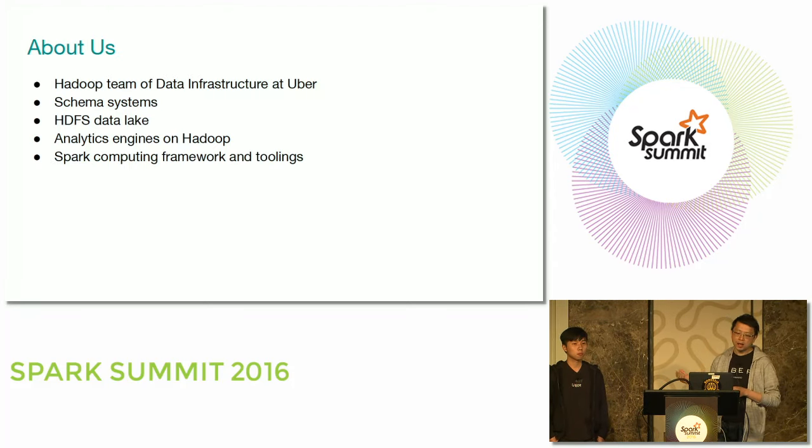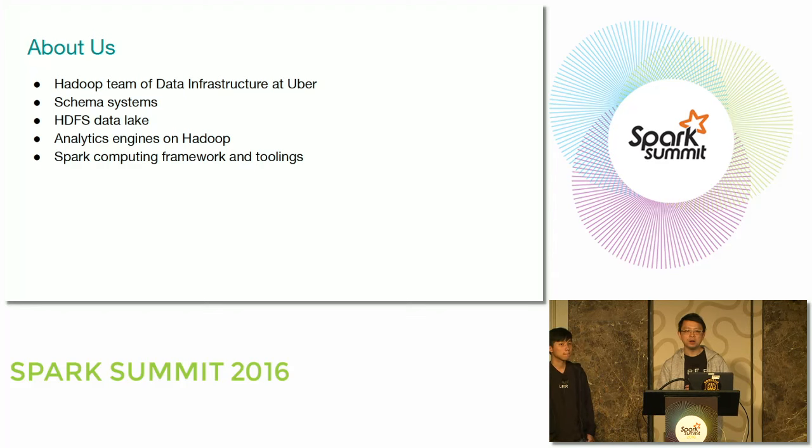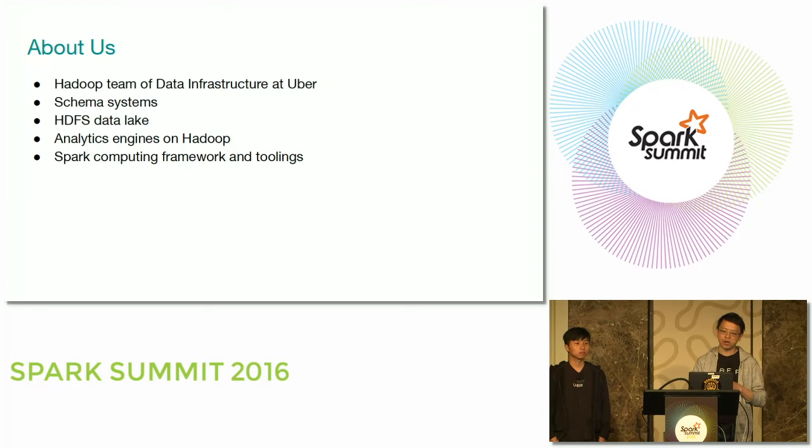And Gan and I are working in the Hadoop team of the data infrastructure organization at Uber. Our team builds services and infrastructure for data, and we implement the schema system at Uber. We also build our HDFS data lake. We also run the analytic engine for our people. And Gan and I are focusing on the Spark computing framework, services, and tooling at Uber.